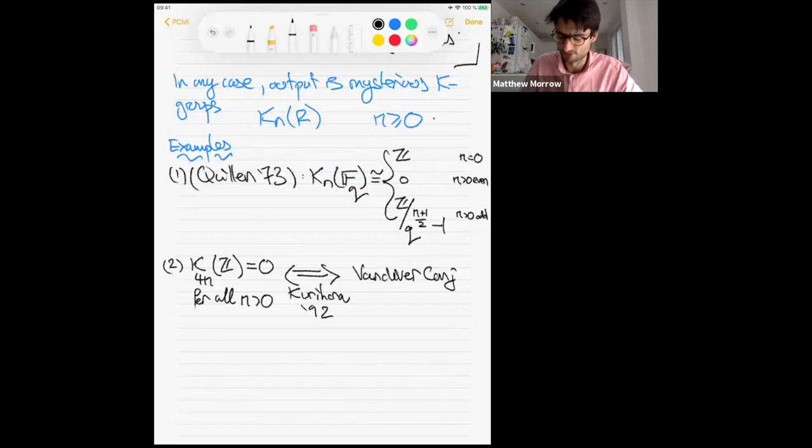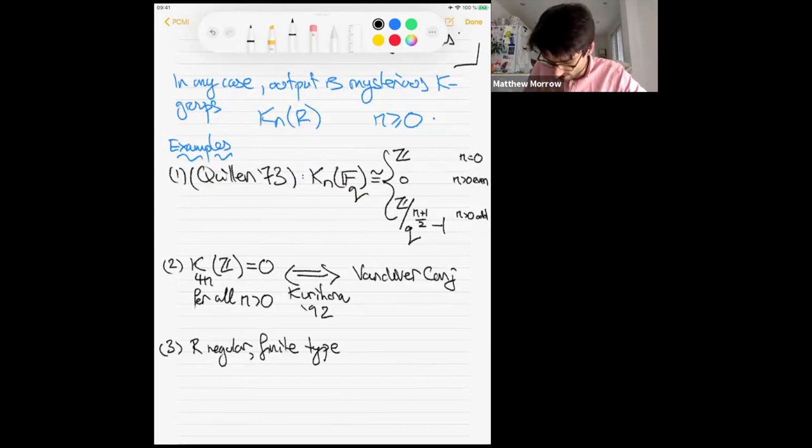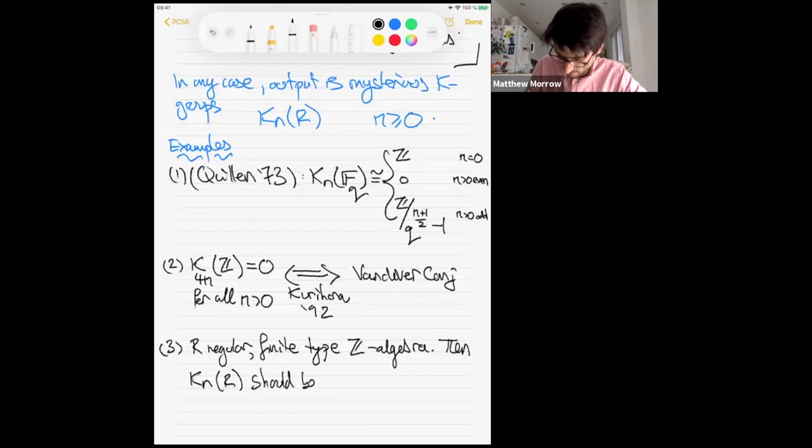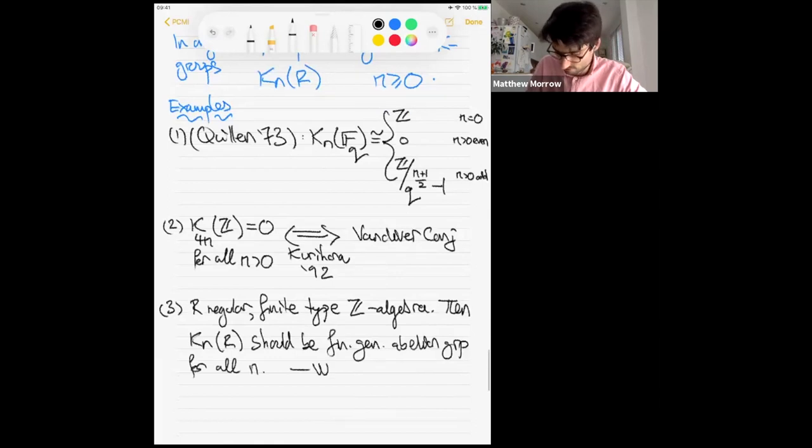That's widely open. In fact, I guess we understand most of the rest of the K groups of Z. So there are calculations that we don't understand, but there are also general properties that we don't understand. Suppose you take some regular ring which is finitely generated over Z. Then the K groups should be finitely generated, for all n. And that's totally open. It's known if the dimension is at most 1, by classical calculations. Everything else, we don't know what to do.